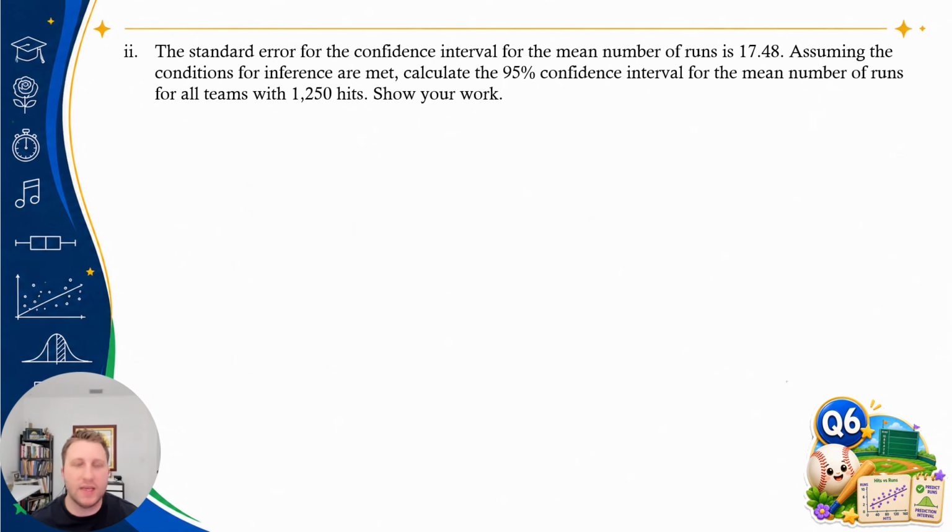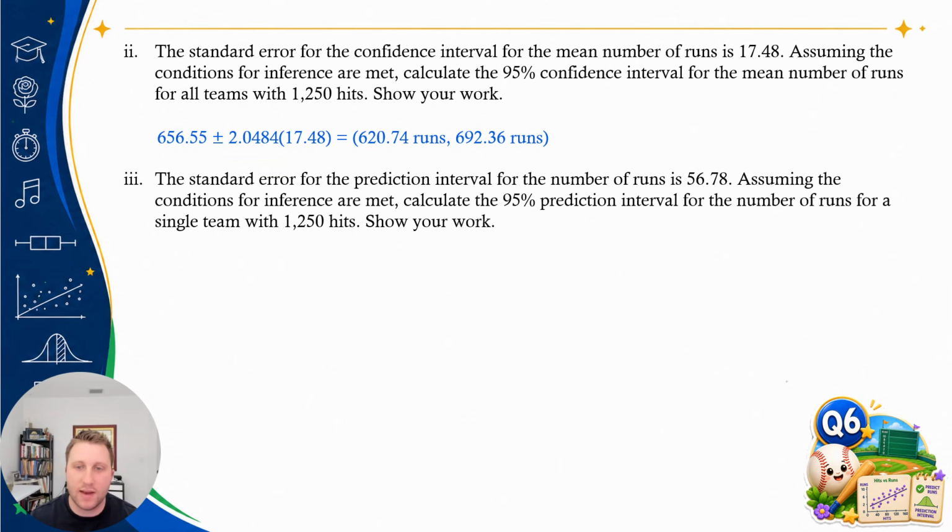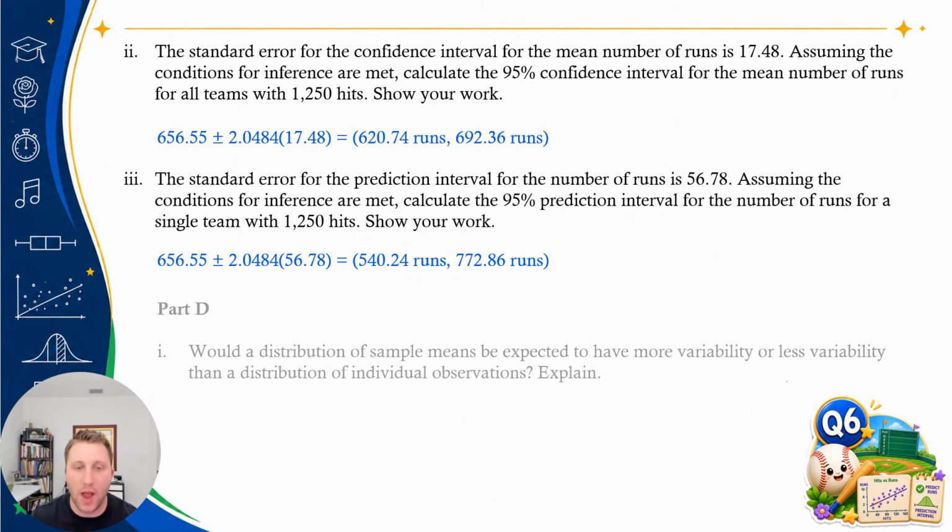And in part CII and CIII, we're asked to use this formula to find both of these intervals, starting with the 95% confidence interval for the mean number of runs for all teams with 1,250 hits. My interval goes from 620.74 runs to 692.36 runs. And then again, the same process for the 95% prediction interval for the number of runs for a single team with 1,250 hits. My interval goes from 540.24 runs to 772.86 runs, clearly a wider interval.